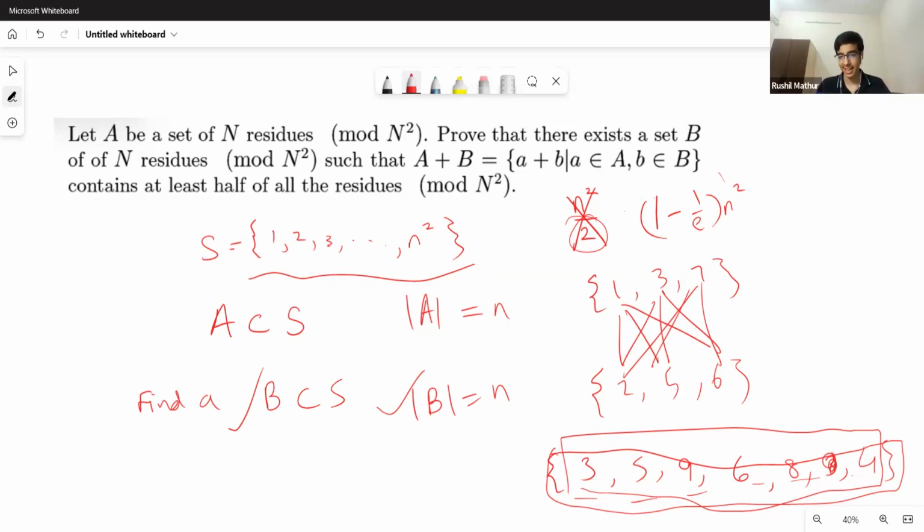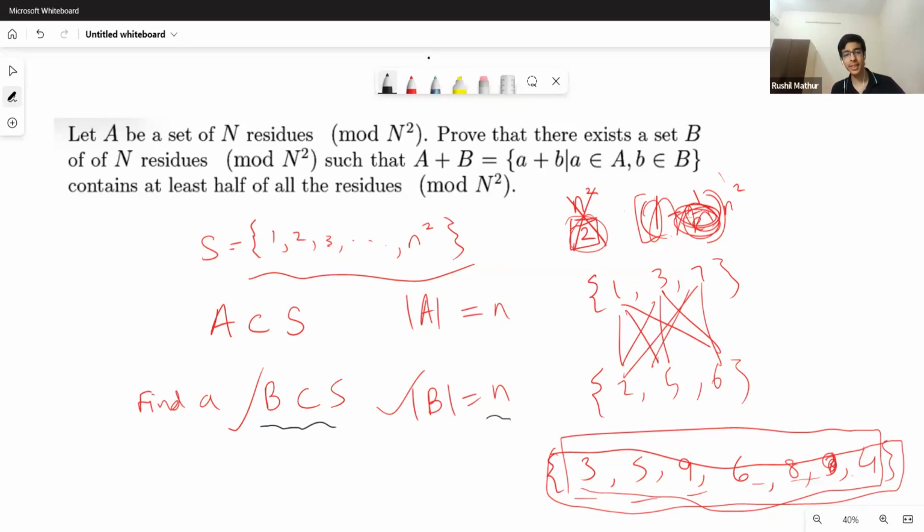Okay, but either way, this looks scary. I agree. 1 minus 1 by e. From where did e come? But it comes somehow. We'll not worry about it just yet. In fact, we'll just prove it for n square by 2 for now, and then we'll see later on how we could have improved it. Yeah, as Pranjal said, we pick B randomly, hope for the best.